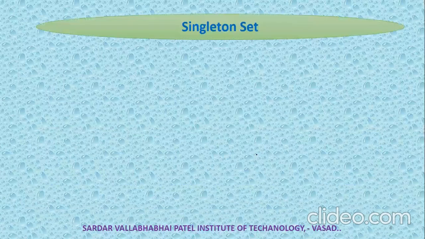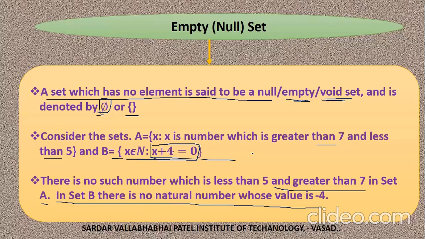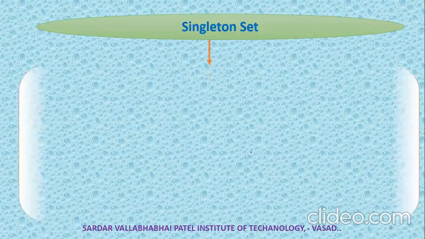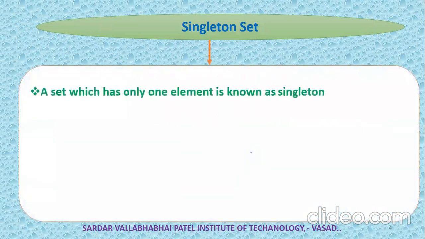Now next, the singleton set. The word is singleton. In the previous topic, the word was null. Null means no element in the set. Empty means no element in the set. Singleton means a set which involves only one element. The proper definition: a set which has only one element is known as a singleton set.